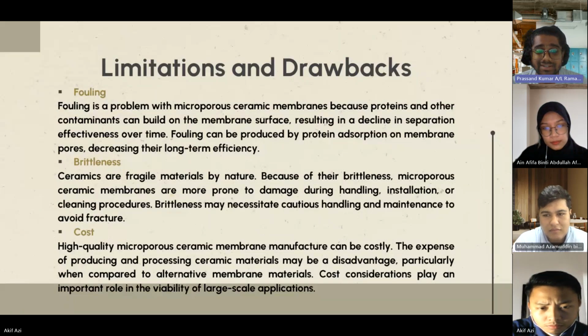And then the second one is brittleness. Ceramics are fragile materials by nature. Because of their brittleness, microporous ceramic membranes are more prone to damage during handling, installation, or cleaning procedures. Brittleness may necessitate cautious handling and maintenance to avoid fracture.